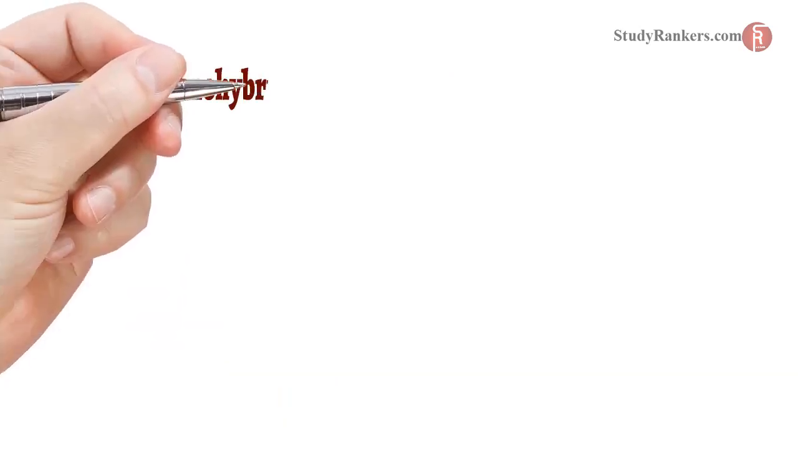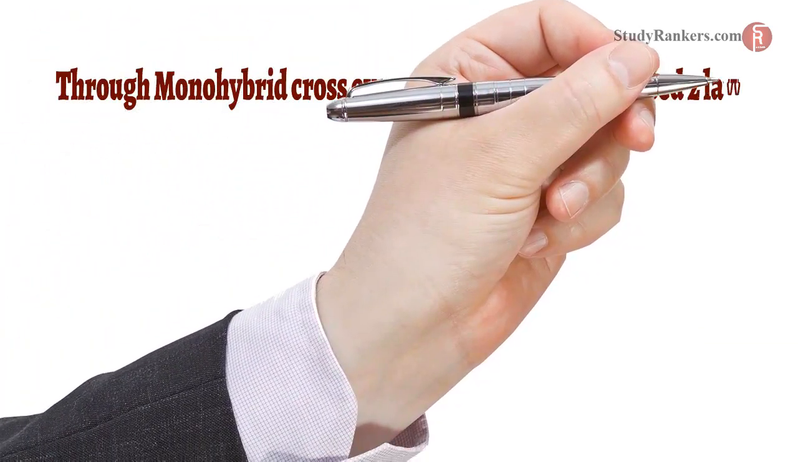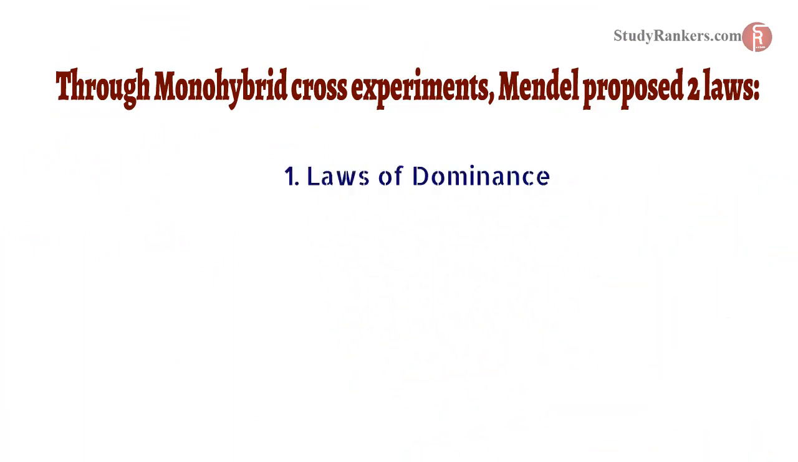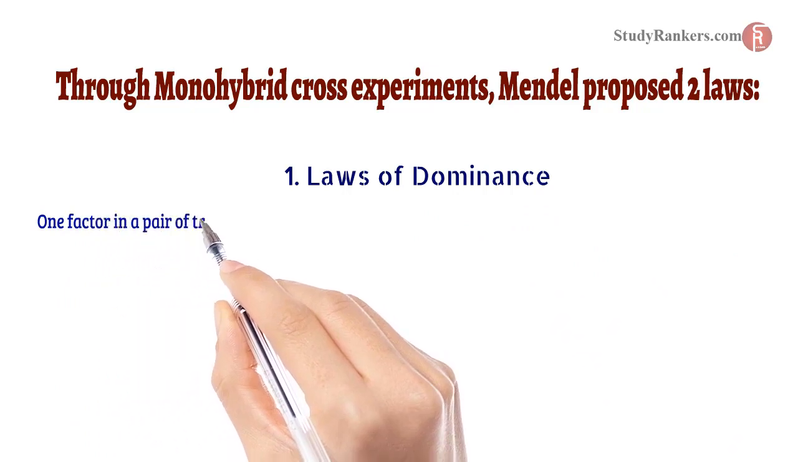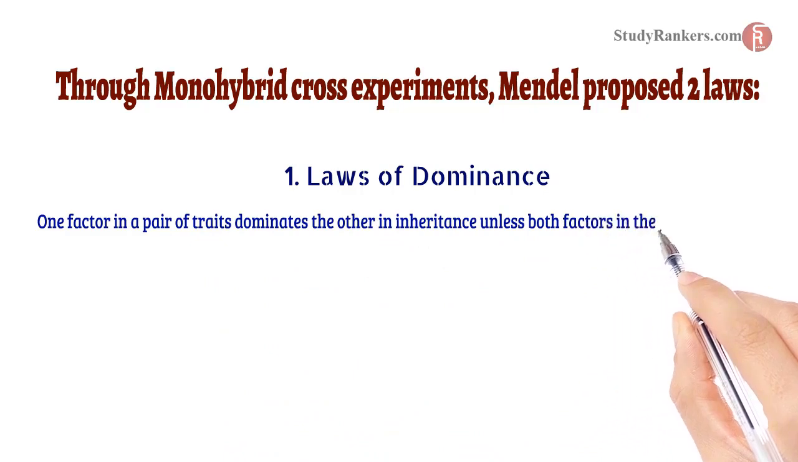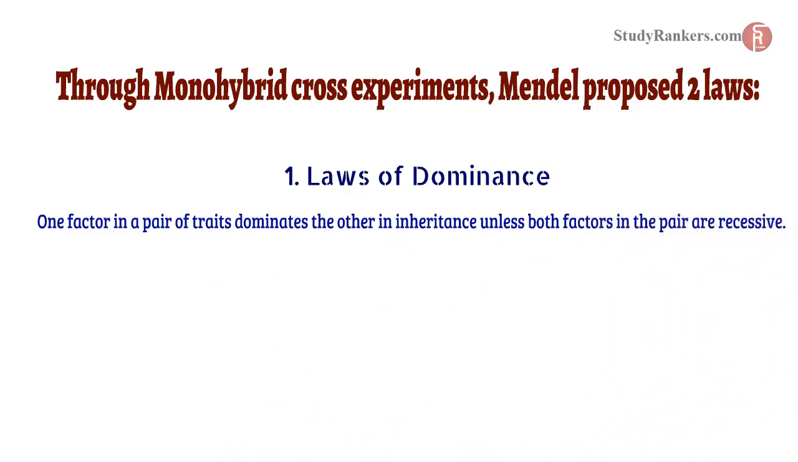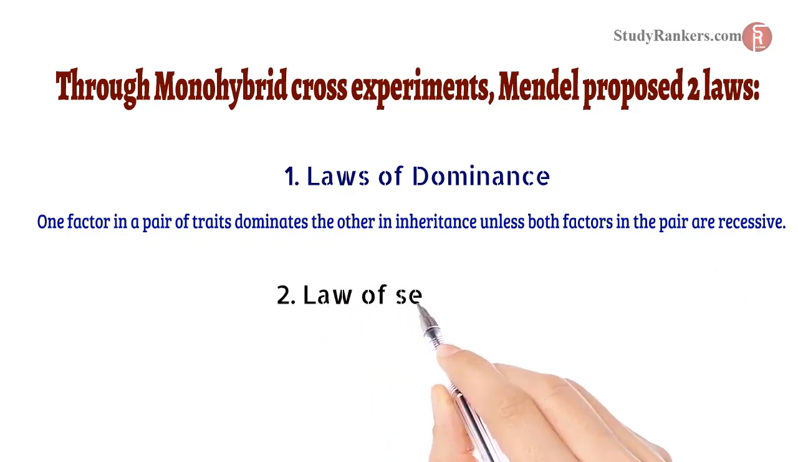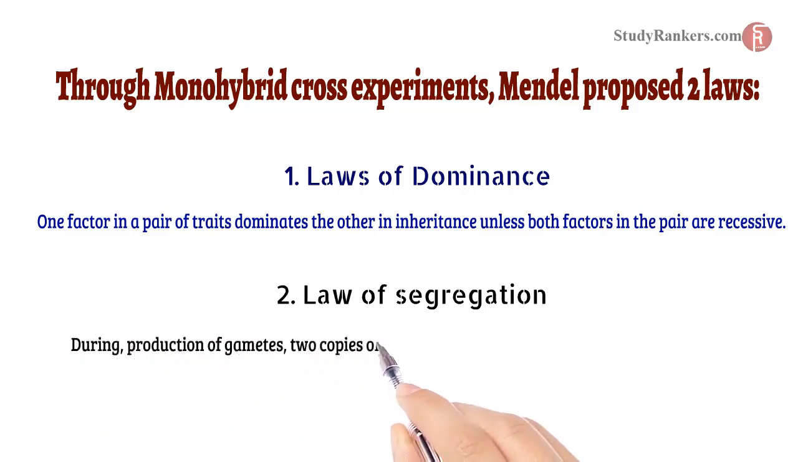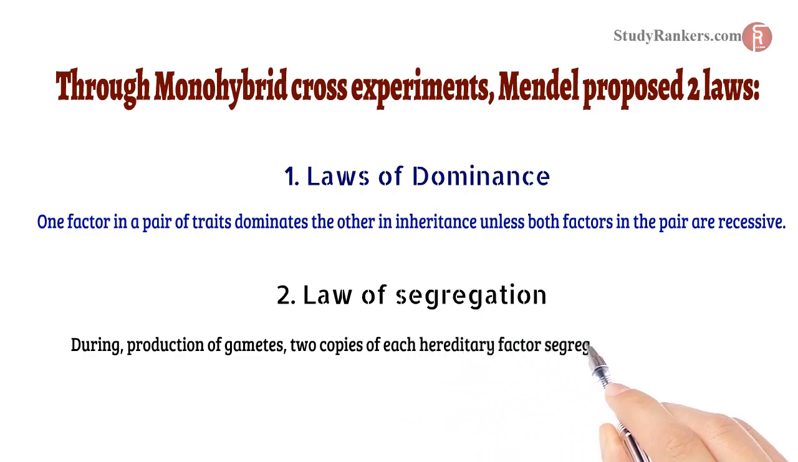Through monohybrid cross experiments, Mendel proposed 2 laws. First one is law of dominance. It states that one factor in a pair of traits dominates the other in inheritance unless both factors in the pair are recessive. And the second one is law of segregation. It states that during production of gametes, 2 copies of each hereditary factor segregate so that offspring acquire 1 factor from each parent.